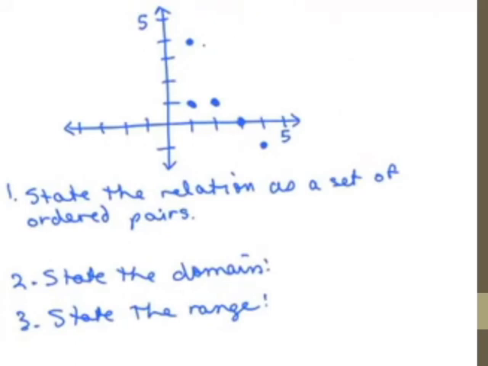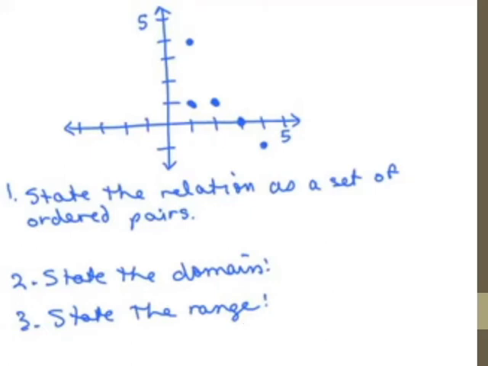Here's a picture of a relation. And the relation is the ordered pairs that you see. So see if you can state the relation as a set of ordered pairs, and then state the domain and state the range. And you want to use set notation, so use braces. So put the video on pause and try that.